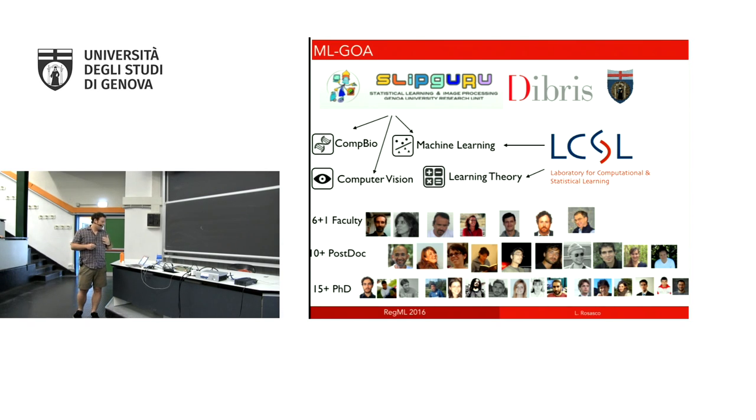Going back to the presentation, the actual organizers of the course are the two groups doing machine learning around here. SLIPGURU is the historical group doing not only machine learning, but also computational biology and vision, and then there is the lab that has been joint between MIT and IIT in the last few years, called the Laboratory for Computational and Statistical Learning. As you see here, there are a whole lot of people. This is not up to date, because last night we could not fetch all the pictures of the people. But this is around 30 people from all over the world.